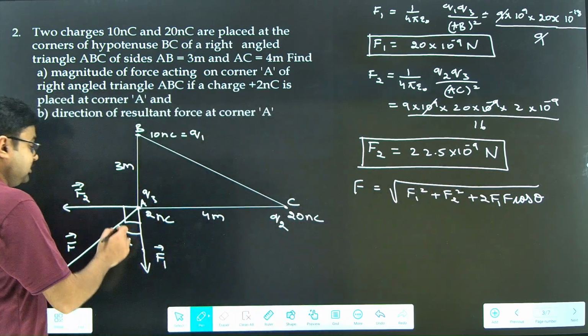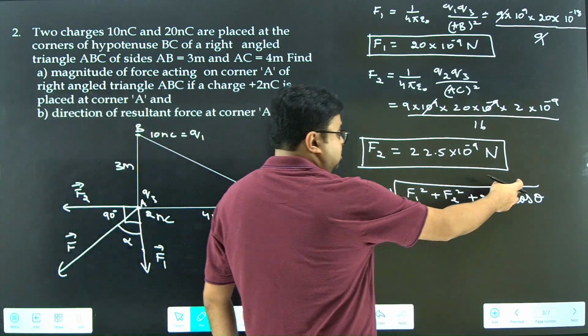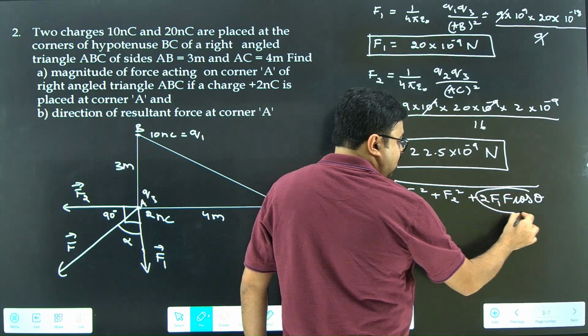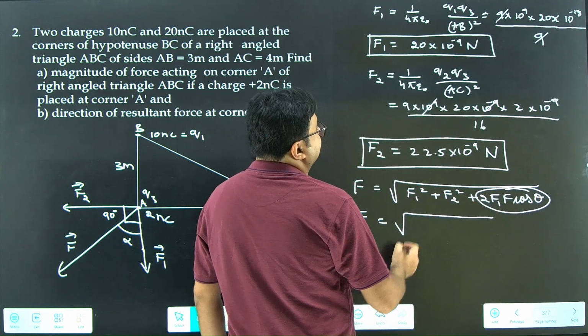In this case, my friends, theta is 90 degree. So you simply substitute theta equal to 90, cos 90 becomes 0. This whole term goes to 0. All you have is root of F1 square plus F2 square.